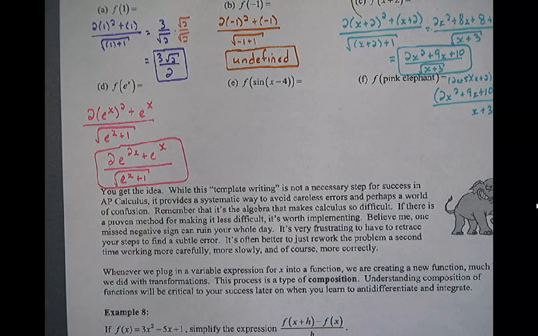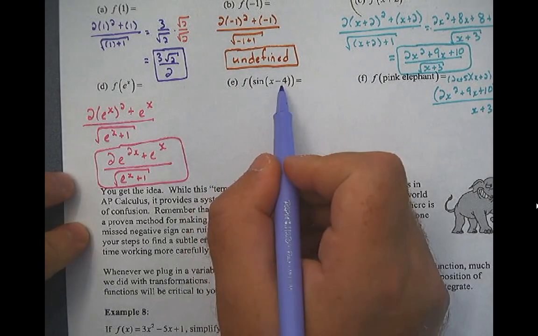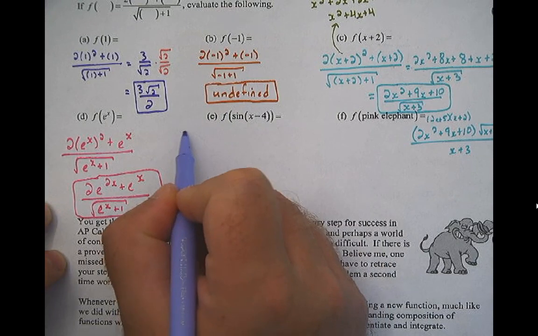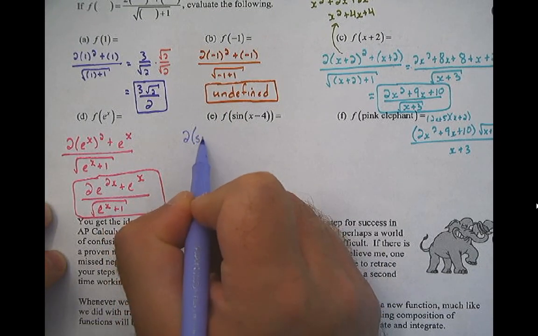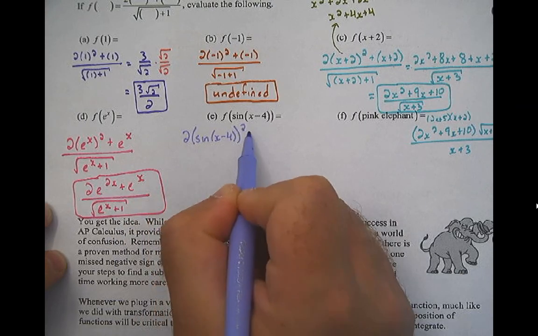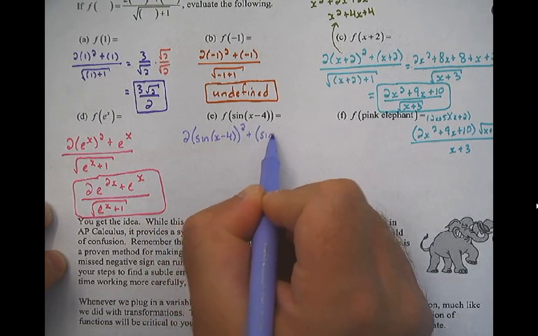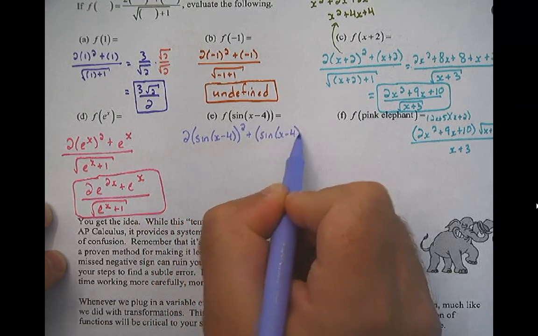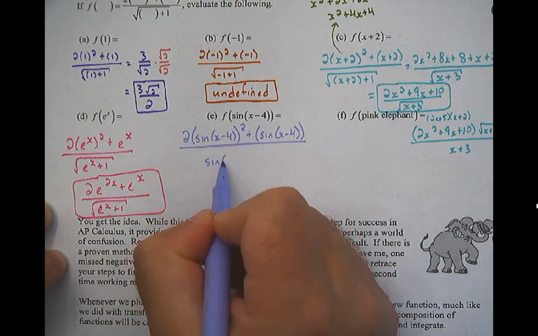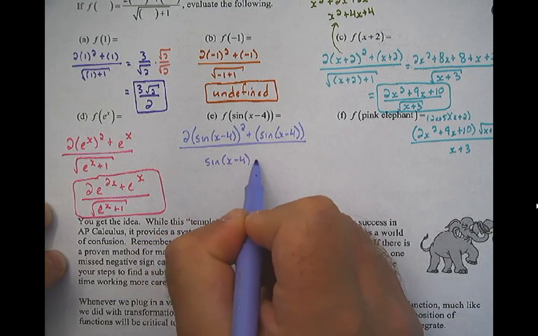And then last, let's take a look at sine of x minus 4, sine of the quantity x minus 4. So that would be 2 times the quantity sine of x minus 4 squared plus sine, oh, I didn't need parentheses there, but I put them, over sine of x minus 4 plus 1.